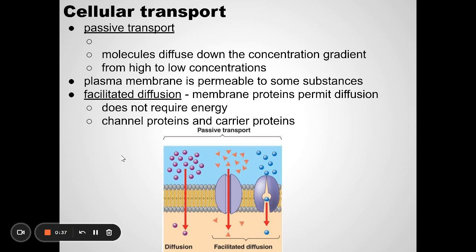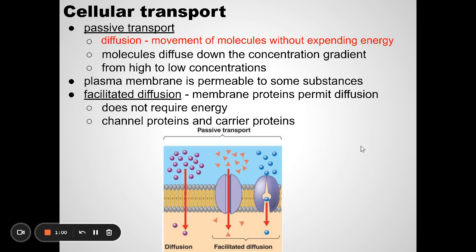And there's sort of two different categories of transport, and they're called active and passive transport. So the first one we'll talk about is passive transport. Passive transport, the example you're probably familiar with is diffusion.